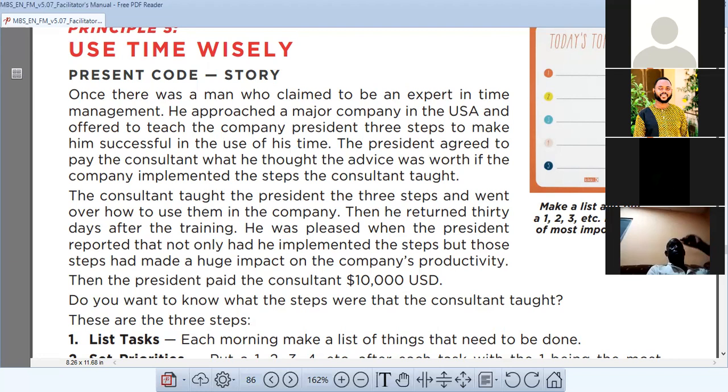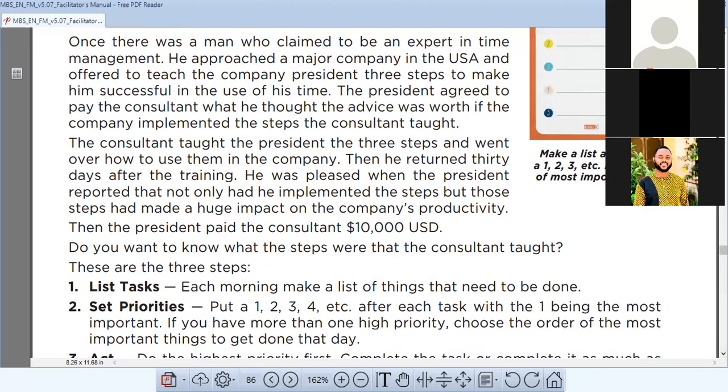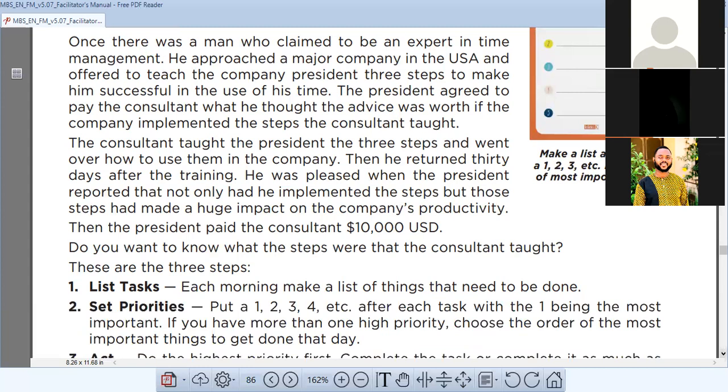I just want you to read the story that is presented there, Melo, if you can read that. Can you see that? Use time wisely. Yes, I can see. Just read the story. So, use time wisely. Start with, say, once there was.